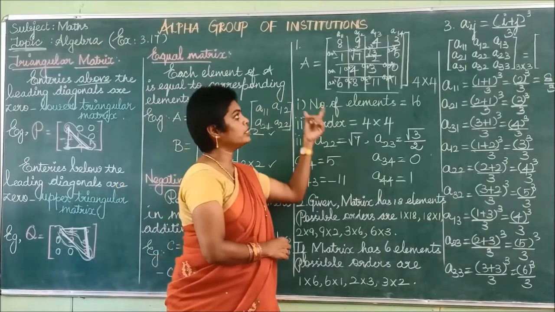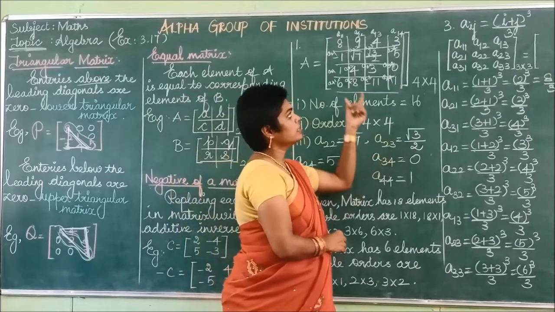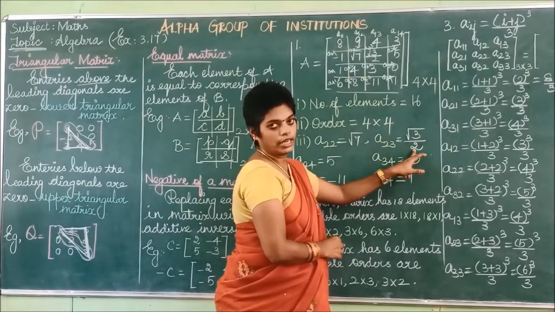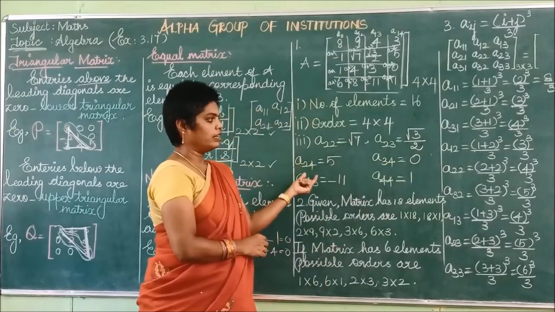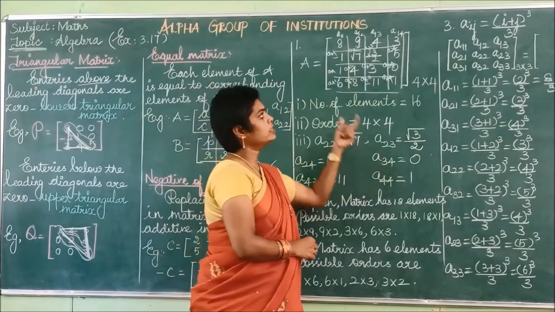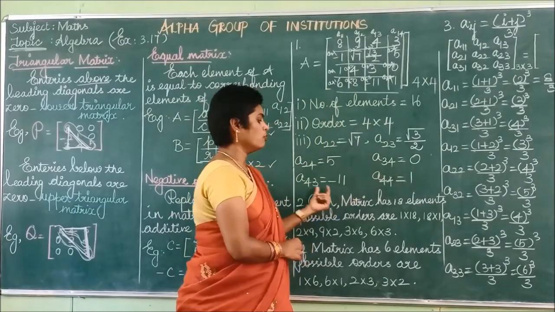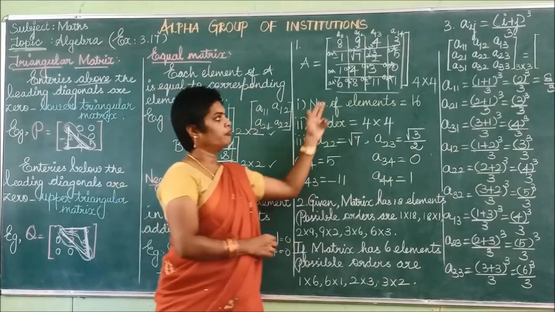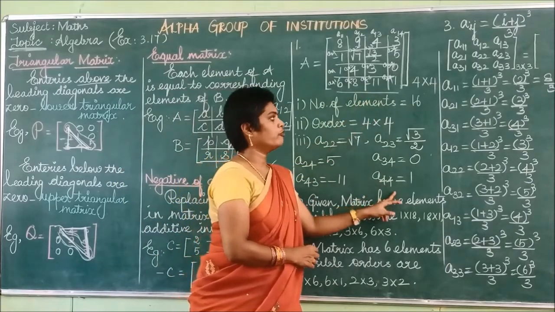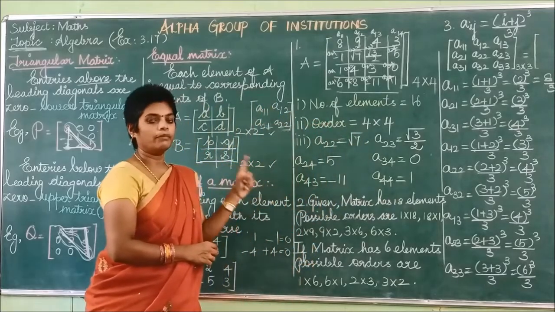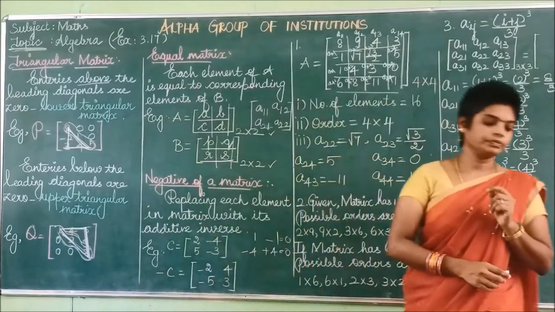A22 is second row, second column, value √7. A23 is second row, third column, √3/2. Then A24 is second row, fourth column, value is 5. A34 is third row, fourth column, value is 0. Then A43 is fourth row, third column, value is -11. A44 means fourth row, fourth column, value is 1. So next, listen to the book.